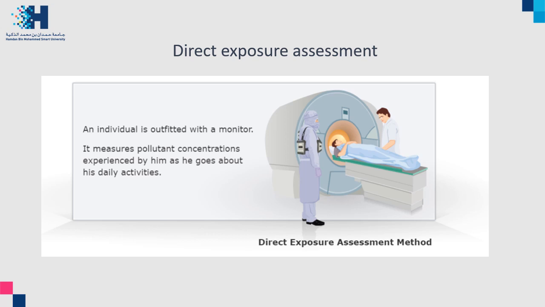Direct exposure assessment is an important component of industrial hygiene and is used to evaluate the effectiveness of control measures and to determine whether further action is needed to protect workers from hazardous substances in the workplace. The data collected through direct exposure assessment can also be used to establish exposure limits and to develop strategies for reducing or eliminating worker exposure to hazardous substances.